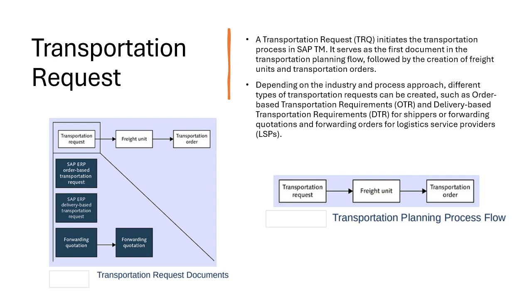And then I have transportation planning process flow. So this figure shows how simplified document driven process flows in the SAP TM. So this process involves three important steps, which starts with the transportation request, followed by a fleet unit creation, and finally issuing the transportation order. So this flow actually shows how different industries can adapt the process to fit their specific transportation needs.